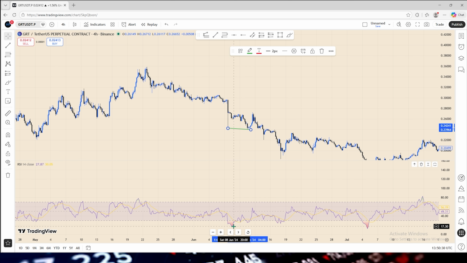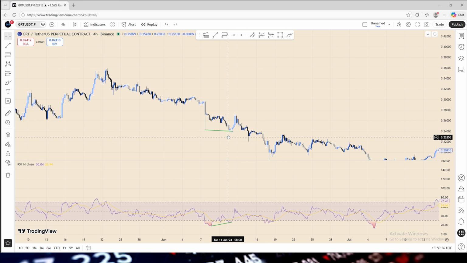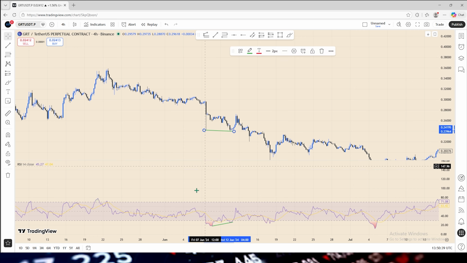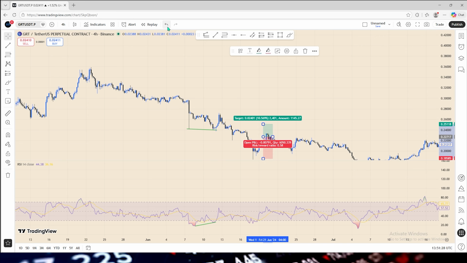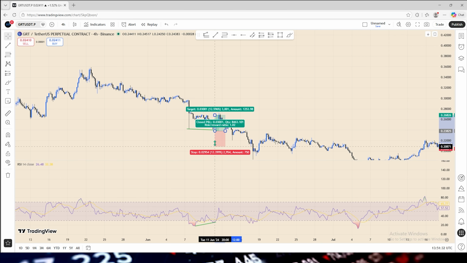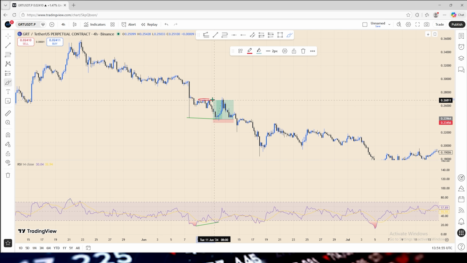Here we see a double bottom. On the RSI, we draw a line from lower to higher points. Looking at this setup, the RSI makes a higher low while the price makes a lower low. We confirm this trade with the double bottom pattern. Once confirmed, we enter the trade, target resistance, and place the stop loss just below entry.